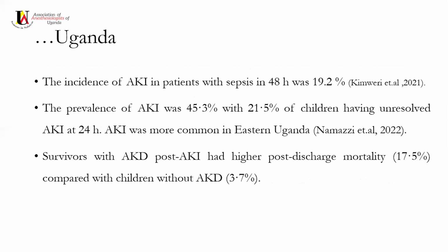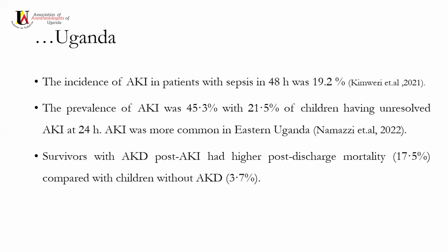Coming back home, quite a number of studies have been done in the area of acute kidney injury and chronic kidney disease generally. But I highlight here only two recent papers that have tried to throw some light on the current prevalence of acute kidney injury. A study by Chimwere and other teams from Mbarara Regional Referral Hospital last year highlighted that the incidence of acute kidney injury in patients diagnosed with sepsis over a period of about 48 hours was as high as 19.2%.